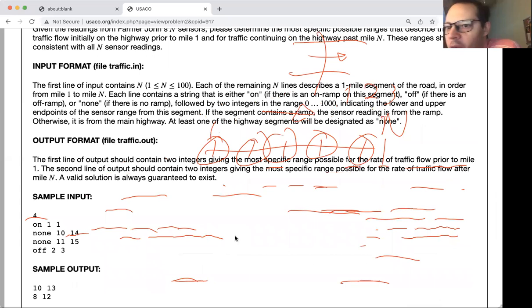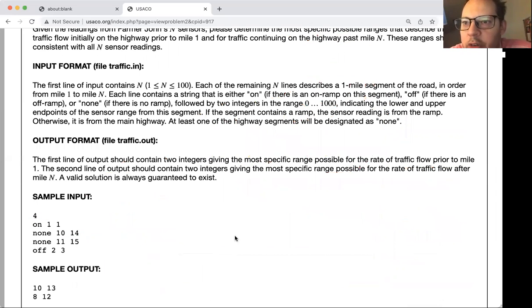Okay, so essentially what we're trying to do is figure out how many cars there are on the highway. We want to know how many there were at the beginning and how many there were at the end. Let's actually read over the input format before we get into details. Input format comes from traffic.in, that's a file reader. The first line of input contains N, which is between 1 and 100.